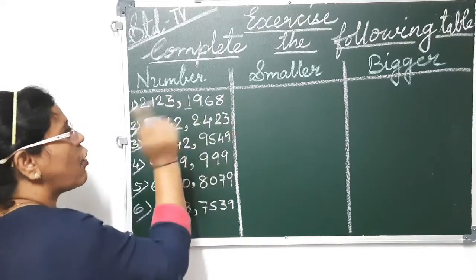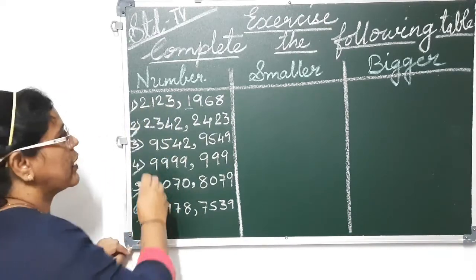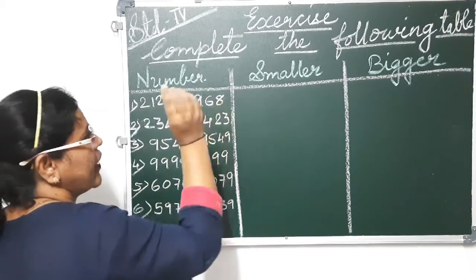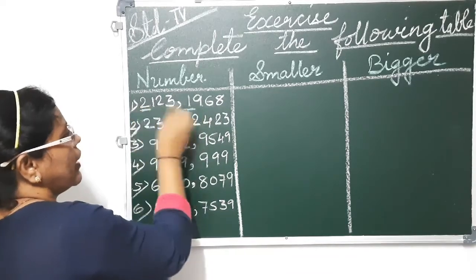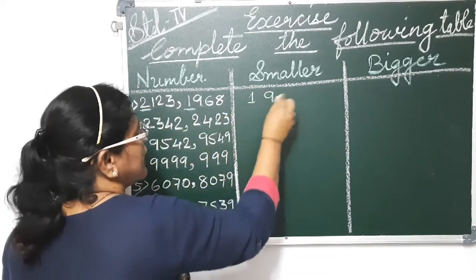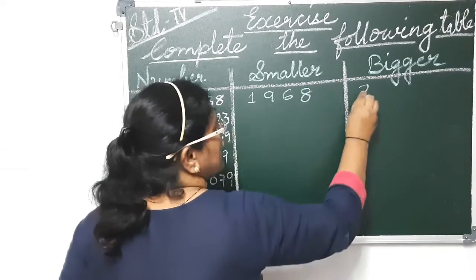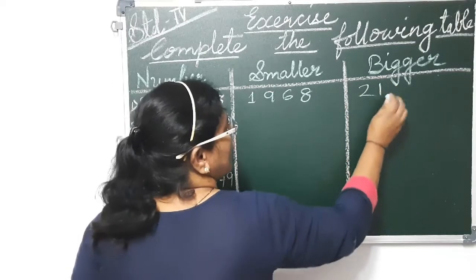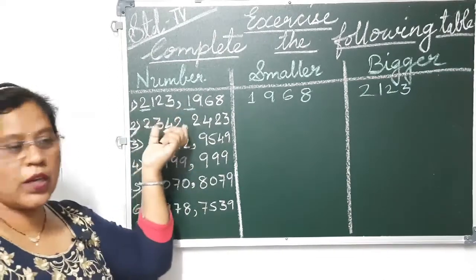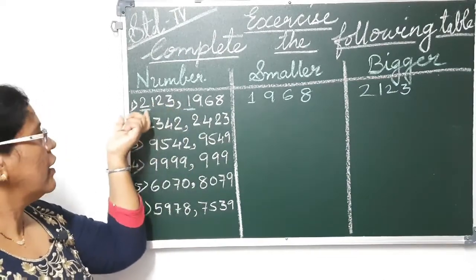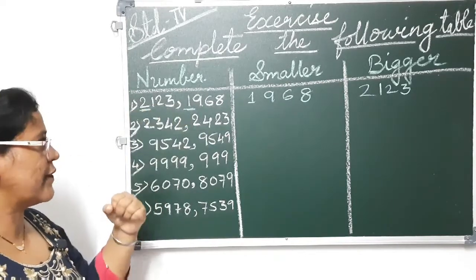Because 1 is smaller than 2. So that time, what you have to do? Straight away you have to write the smaller number. Compare only the thousands place. Now here, 1968 is the smaller number and 2123 is the bigger number from the given two numbers. So we have compared the thousands place value.